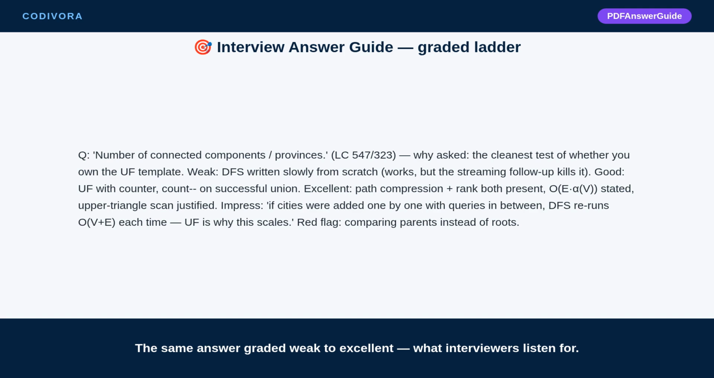Impress. If cities were added one by one with queries in between, DFS reruns O(V plus E) each time. UF is why this scales. Red flag. Comparing parents instead of roots.